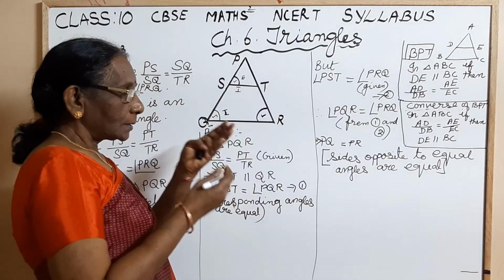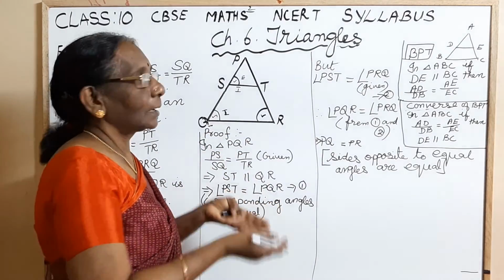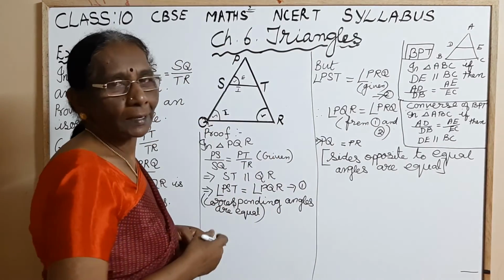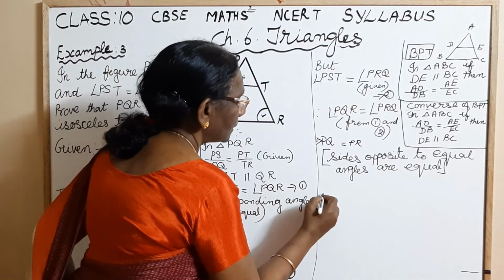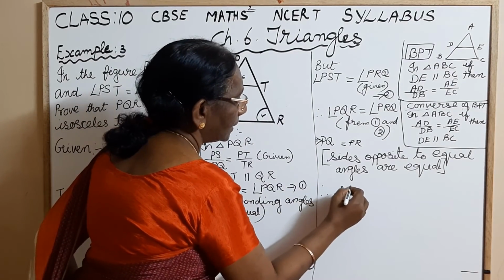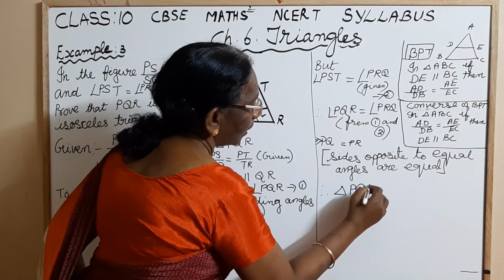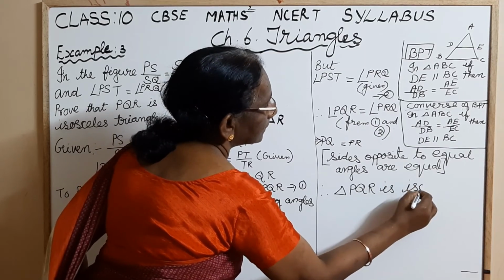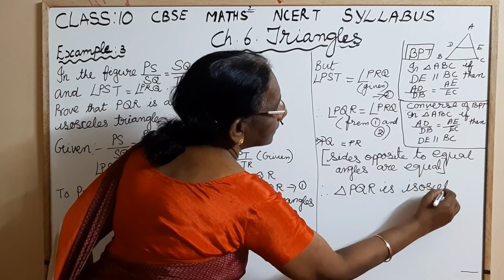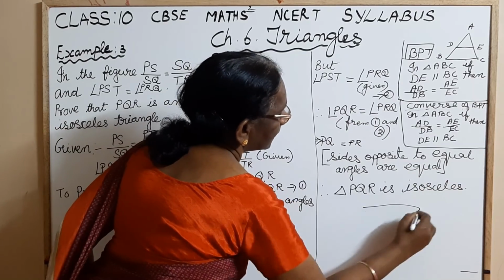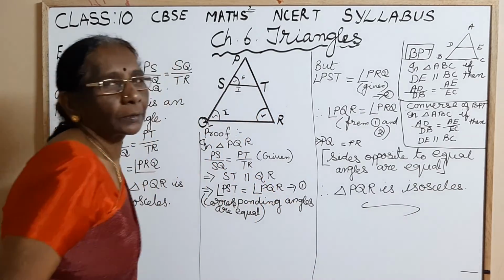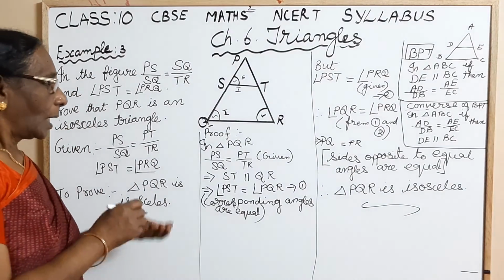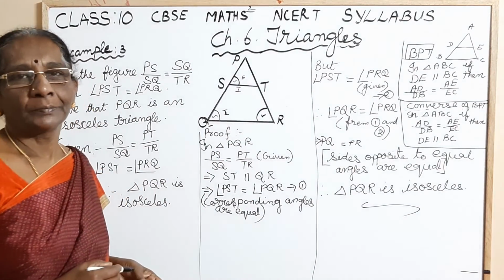Okay, children, since PQ is equal to PR, this is an isosceles triangle. Therefore, triangle PQR is isosceles. Hence, we have proved. I think you may have understood this.